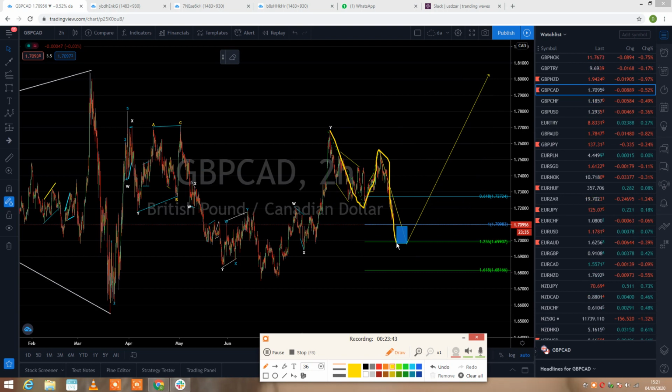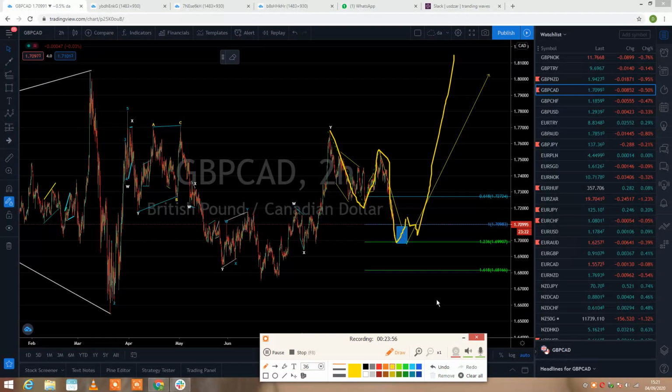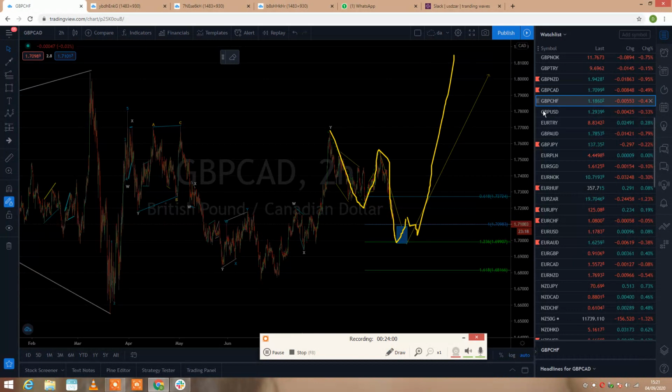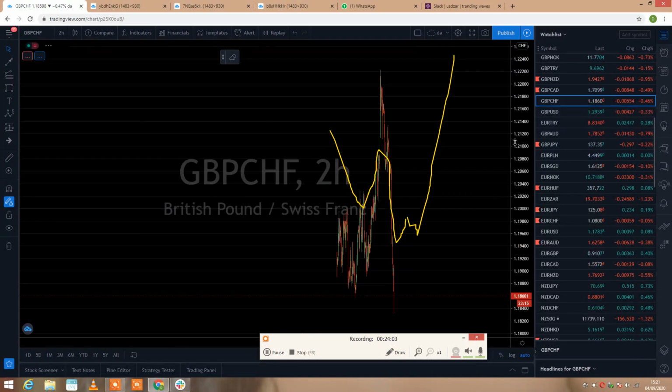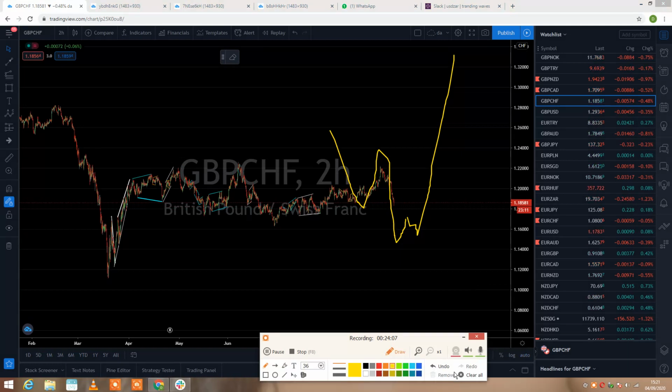So on the blue box magic, I just need this one to do this, and then it started to correct and push to come and take the previous high. GBP CHF, the pound CHF as well. All right, on the pound CHF, let me just take this one.